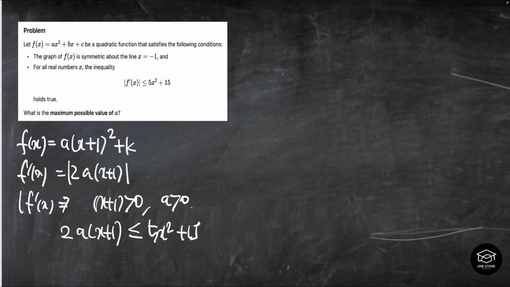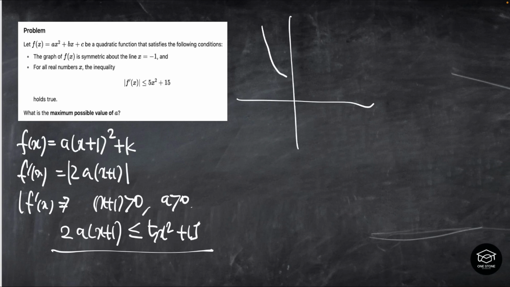To help visualize this, let's first look at the graph of g(x), which is 5x² + 15. This is an upward opening parabola with its lowest point at x = 0 and a minimum value of 15. It grows rapidly as x moves away from 0 in either direction.